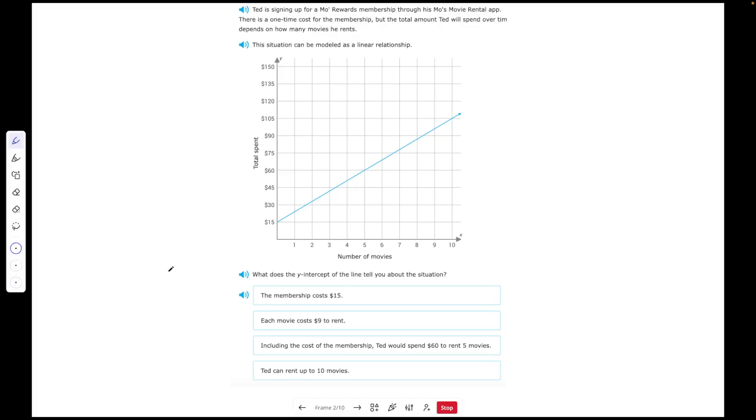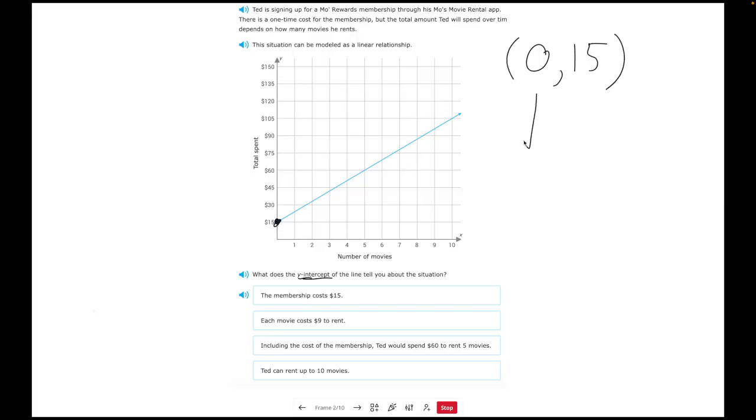So we have our problem. If you want to pause the video and read it, I'll give you a second to do that. All right, so now that you've read the problem, the question says, what does the y-intercept of the line tell you about the situation? So the y-intercept is here, and it's at the point 0, 15.